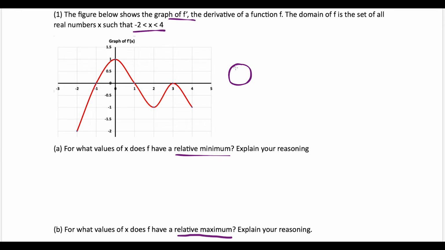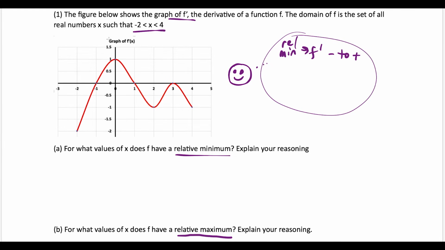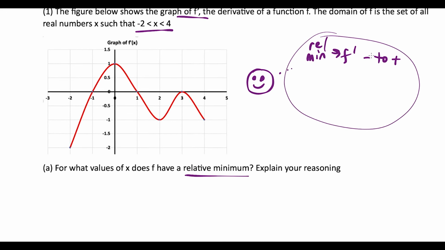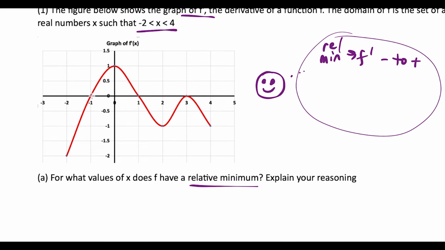So my thought process for the first 2 questions here, or parts A and B, is for relative minimum. If we want a relative minimum, what we're looking for is when does f prime change from negative to positive. And since we have a graph of f prime, if we want to see when the graph goes from negative to positive, we should look at the x-intercept here at -1, and notice that there's a sign change from negative to positive at x equals -1. So relative minimum, I'm thinking we have one at x equals -1, and then we just have to write our argument.